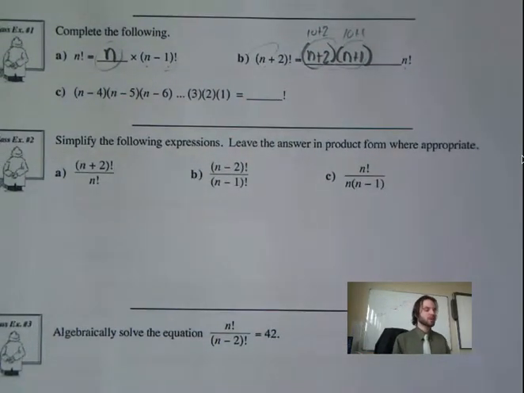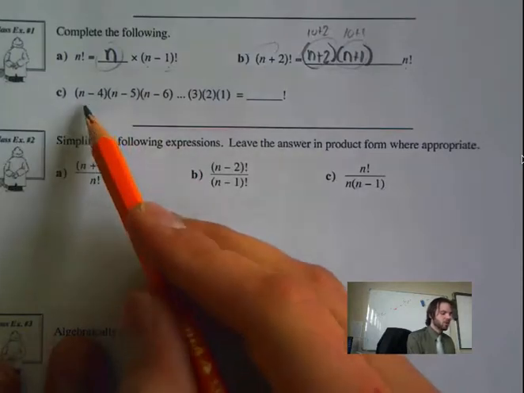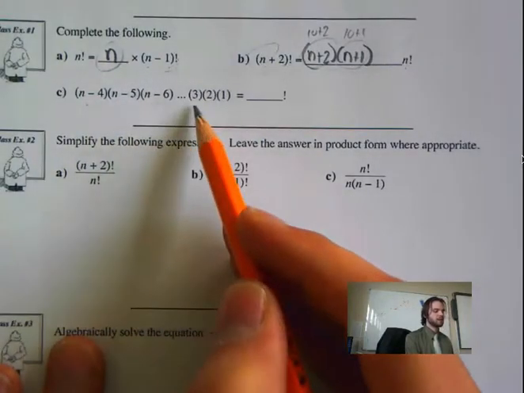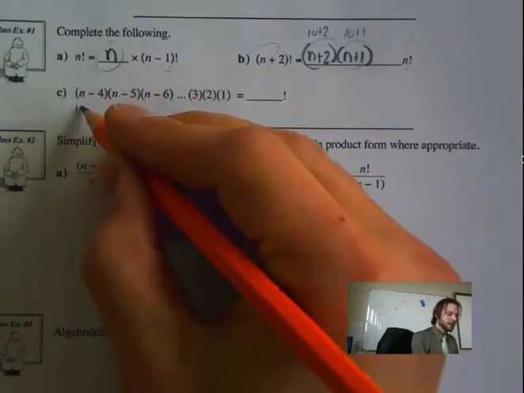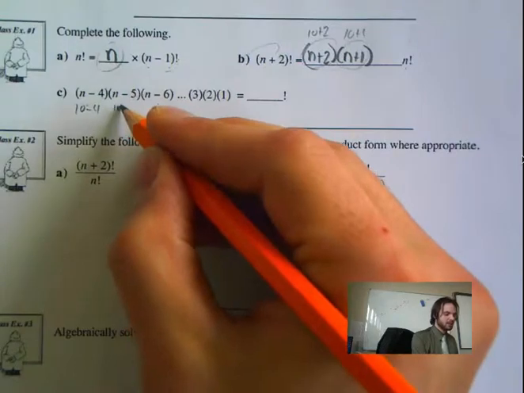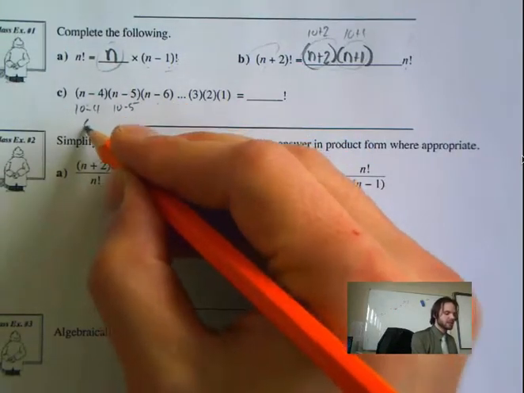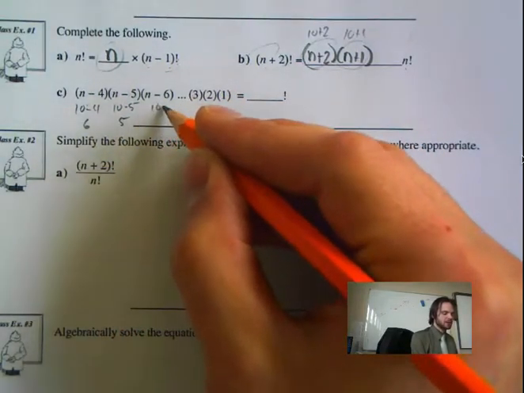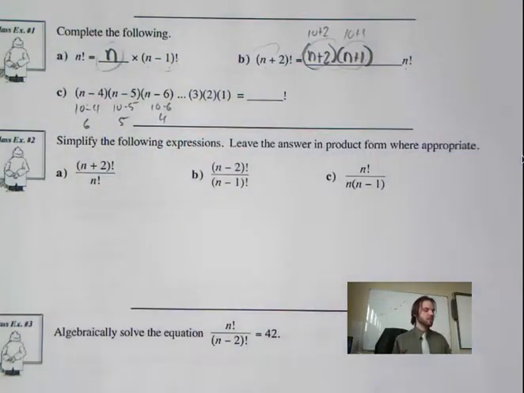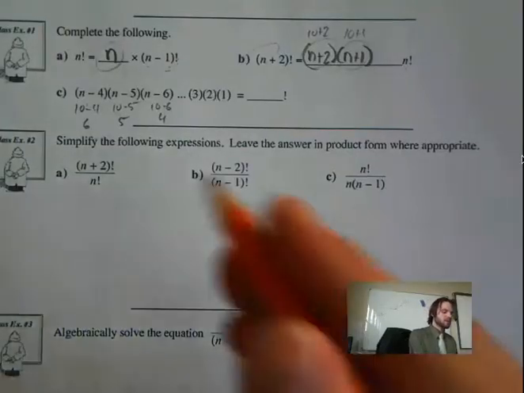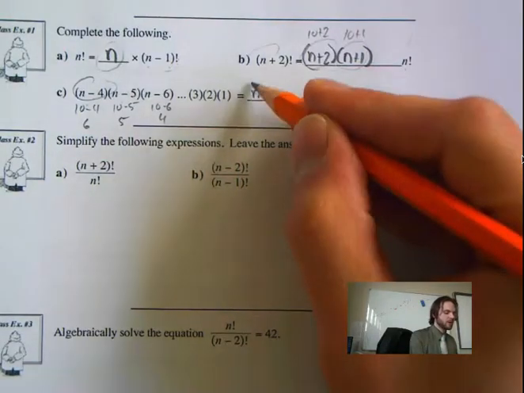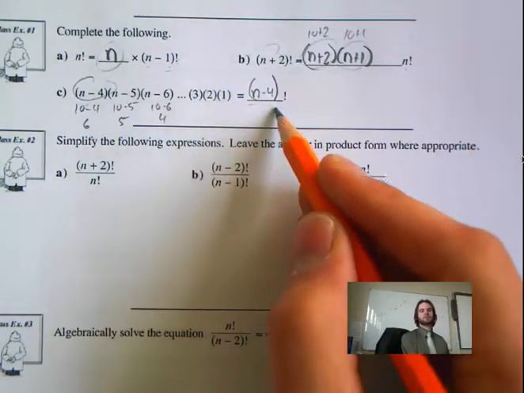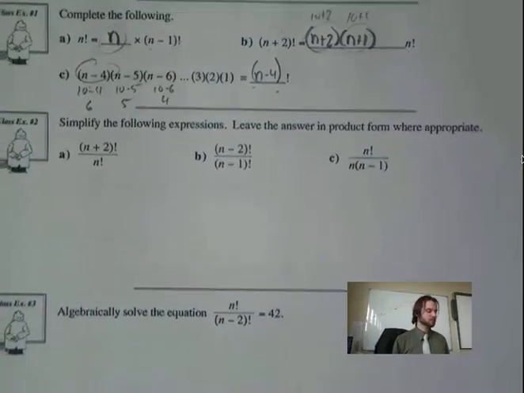Let's take a look at the next one. We have n minus 4, n minus 5, n minus 6, then 3, 2, 1. Now, is this getting smaller? Yes. Why? Because if we said 10 minus 4, that's 6, then the next one's 10 minus 5, which is 5. 10 minus 6 is 4. And we keep on going down to 3, 2, 1. So my biggest number is n minus 4, and we keep going down by 1, so it's just n subtract 4 factorial.